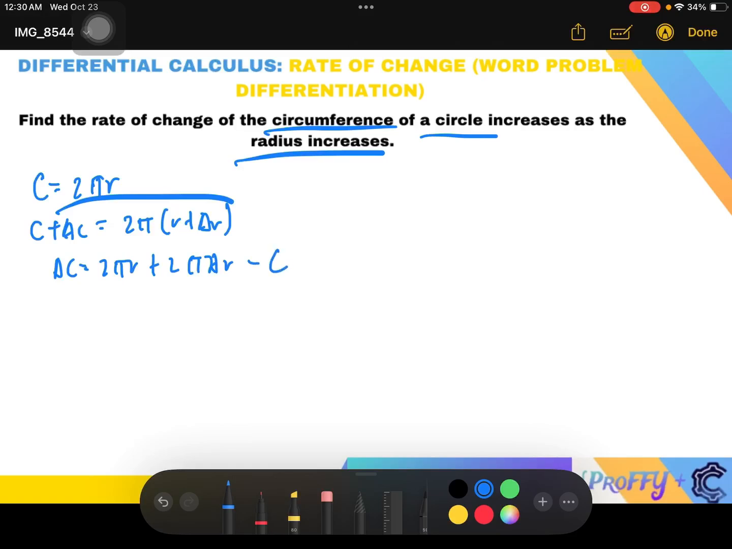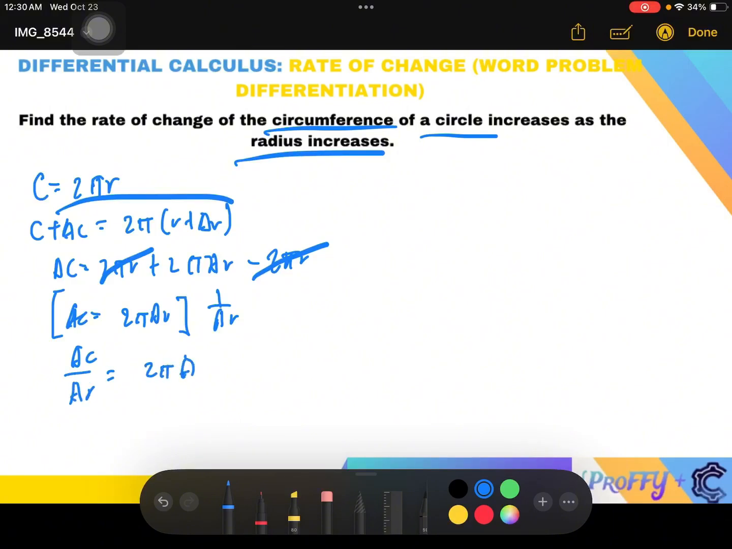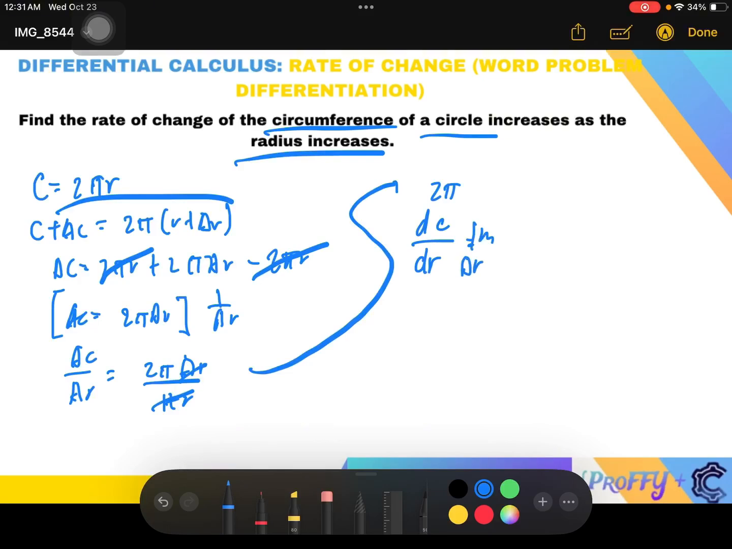Then transpose the letter C. The value of C is 2 pi r, so this will cancel. Ang natira is delta C equals 2 pi delta r. Divide both sides by delta r. Delta C over delta r is equal to 2 pi delta r over delta r. This will cancel, ang natira is 2 pi. Next is the derivative of C with respect to r, the limit as delta r approaches 0 of 2 pi. Wala naman delta r dito, so the answer will remain as 2 pi.